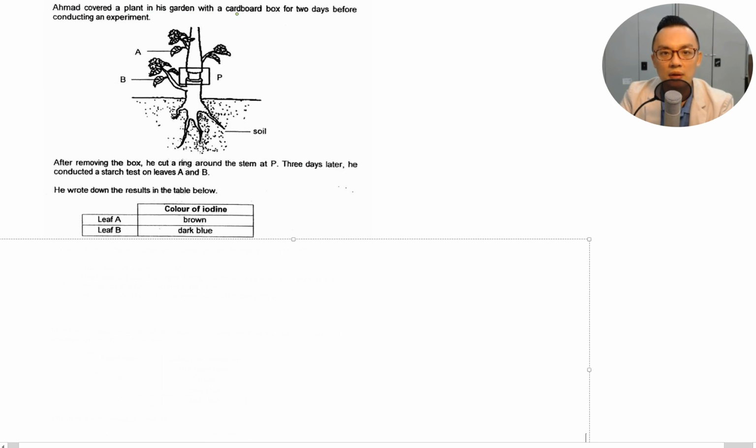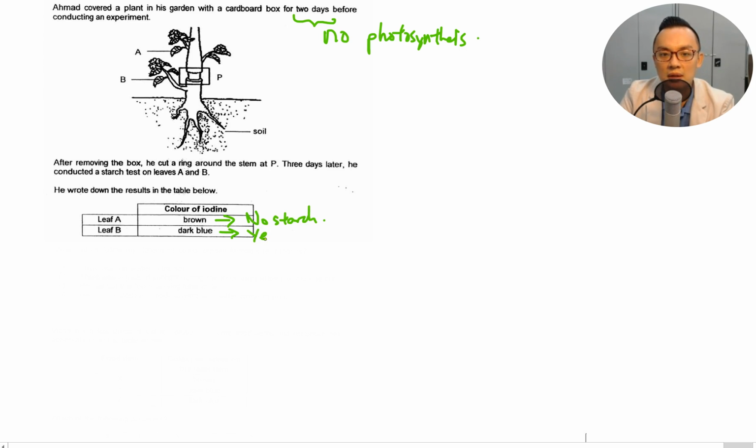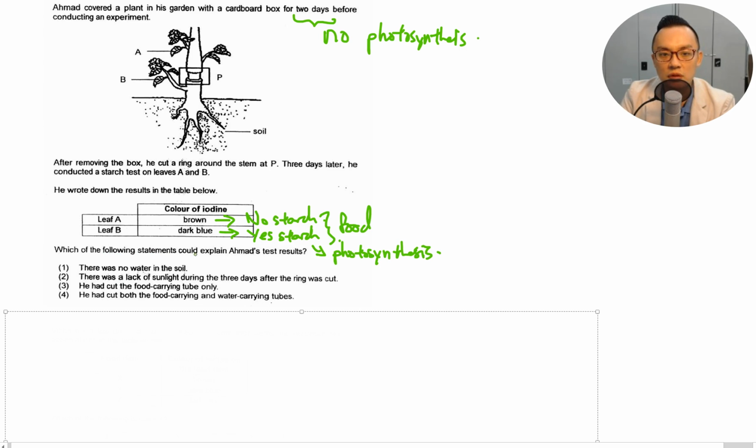Ahmad covered a plant in his garden with a cardboard box for 2 days. So what does this mean? So no photosynthesis is taking place. That's what it means. Before conducting an experiment, after removing the box, he cut a ring around the stem at P. 3 days later, he conducted a starch test on the leaves A and B. So brown means no starch, and dark blue means yes for starch. Starch is also known as the food that the plant is making. So yes, starch means there is photosynthesis going on. Which of the following statements could explain Ahmad's test results?